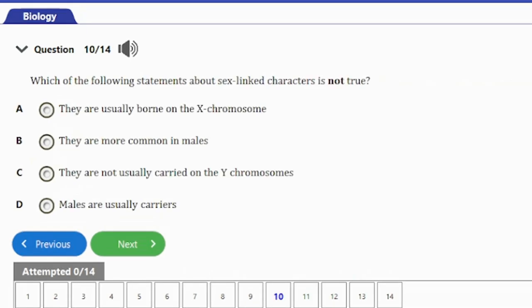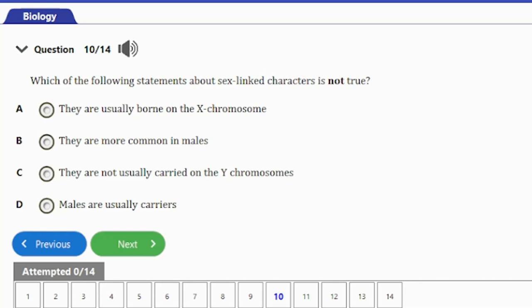So let's consider the next question, question number 10 here. It says, which of the following statements about sex-linked characters is not true? A, they are usually borne on the X chromosome. B, they are more common in males. C, they are not usually carried on the Y chromosome. D, males are usually carriers. So guys, the answer to this question is option D. The statement about sex-linked characters that is not true is that males are usually carriers.